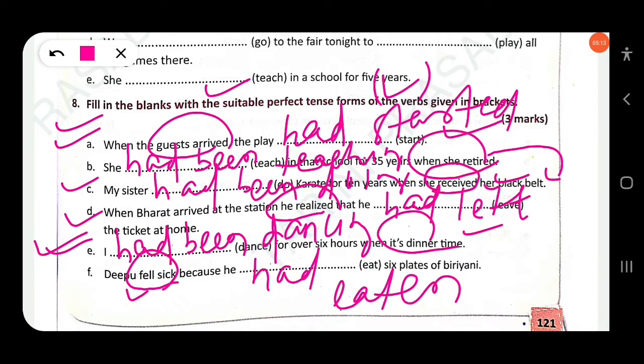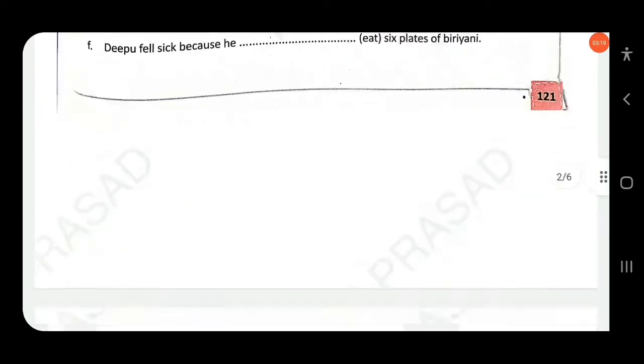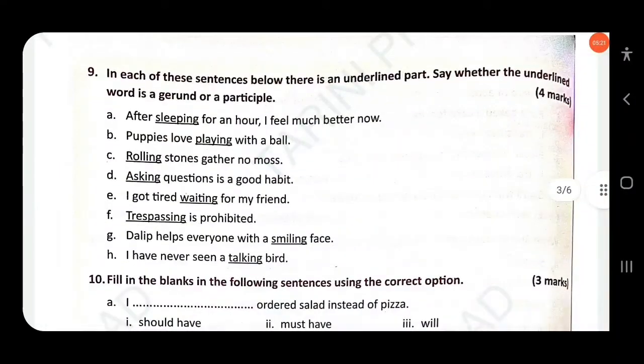Deepu fell sick because he had eaten 6 plates of biryani. Okay, clear? Then next, in each of these sentences below, there is an underlined part. Say whether the underlined word is a gerund or a participle. So here you have to first mention whether the underlined part is a gerund or a participle.